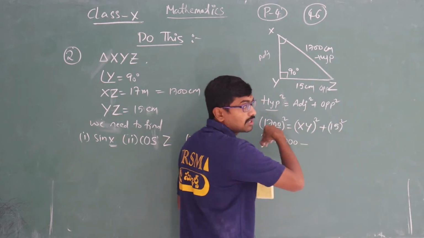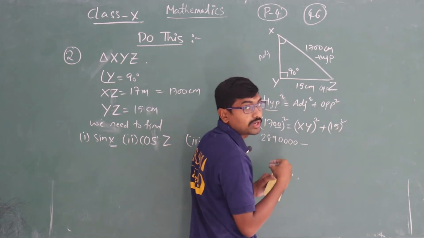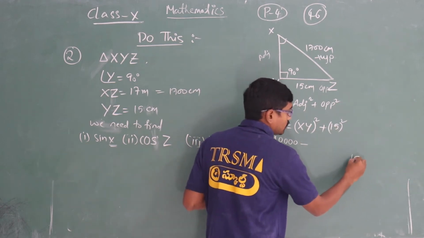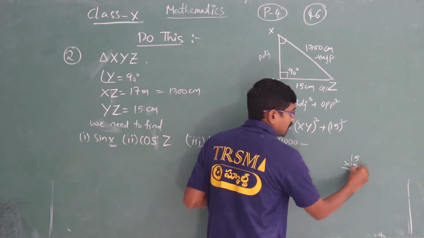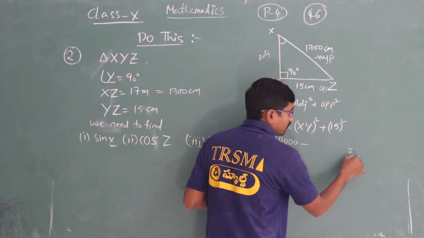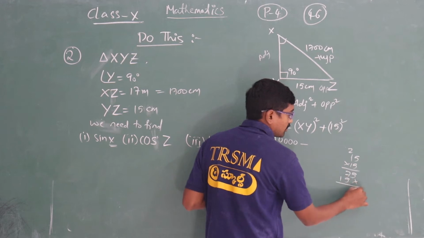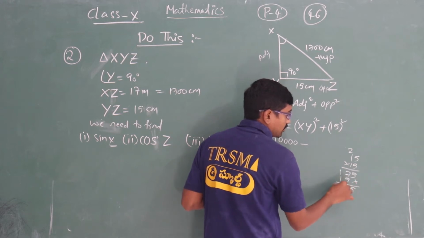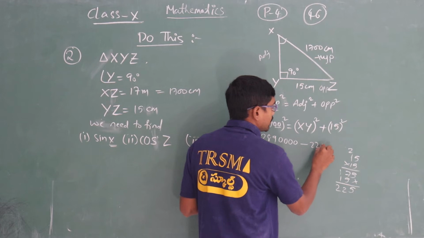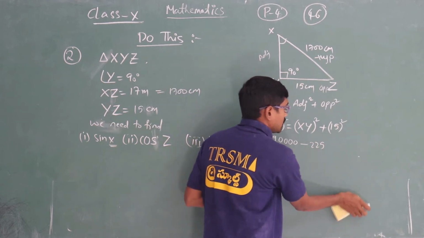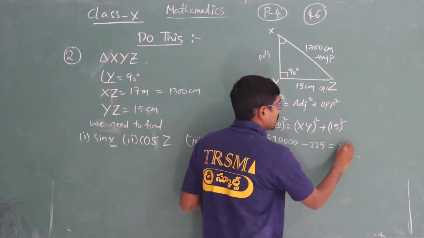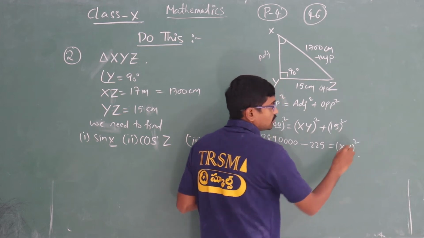Minus plus 15 square comes here, minus 15 square. So 15 square is 225. 15 into 15: 5 5s are 25, 5 1s are 5, 6, 7, 1 5s are 5, 1 1s are 1, so we get 225. Okay, 225 is equal to xy whole square.